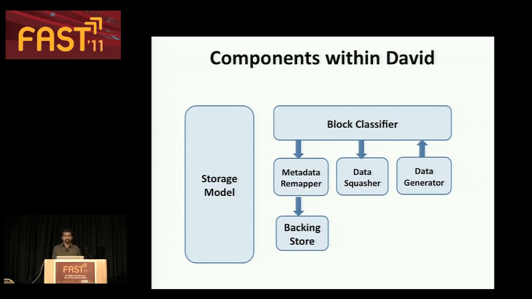The block classifier helps David in classifying metadata blocks from data blocks. The storage model is used to mimic the performance of a real disk device. The metadata remapper remaps the metadata writes and lays them out efficiently on the backing store. The data squasher squashes writes to data blocks, and the data generator generates fake content for data read requests. I'll go over the details of all these components in the next few slides. Right now, I'll talk about the block classifier in more detail.